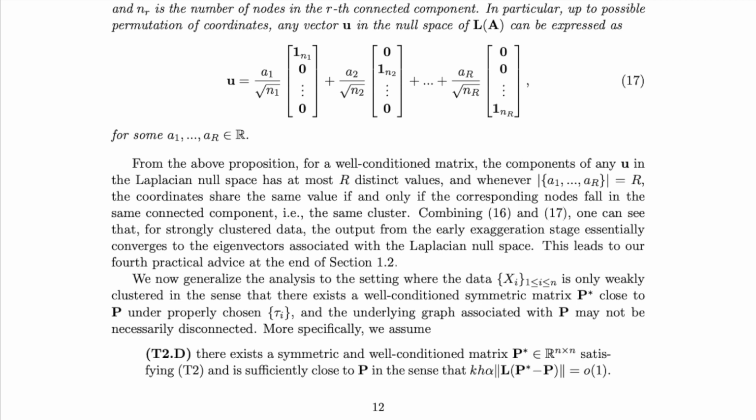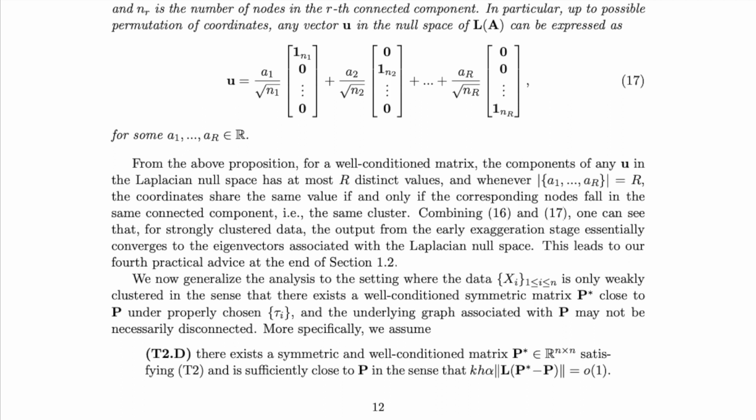From the above proposition, for a well-conditioned matrix, the components of any u in the Laplacian null space have at most r distinct values, and whenever a_1, ..., a_r are distinct, the coordinates share the same value if and only if the corresponding nodes fall in the same connected component, i.e., the same cluster. Combining (16) and (17), one can see that, for strongly clustered data, the output from the early exaggeration stage essentially converges to the eigenvectors associated with the Laplacian null space. This leads to our fourth practical advice at the end of Section 1.2.